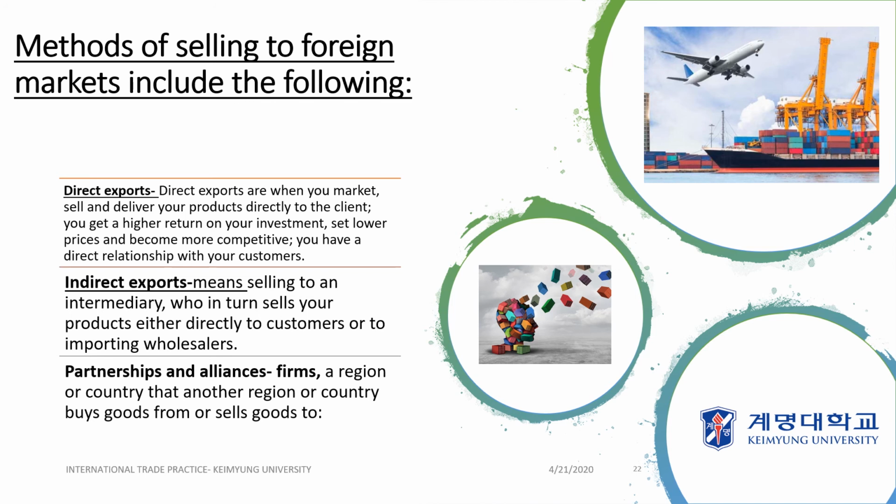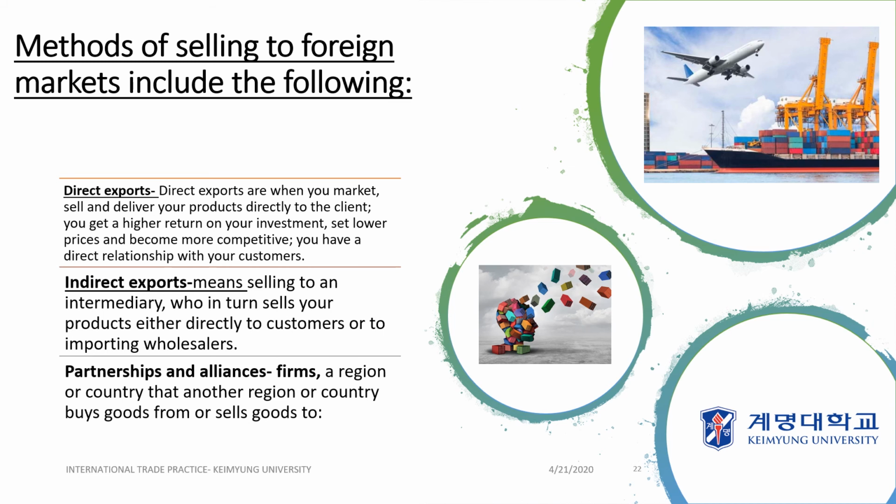What you are just going to pay is the shipping costs, okay? And also some other documentations. In terms of indirect export, you can use an intermediary. You can use a distributor, agent, or broker who is going to sell your product. And lastly, we have the partnership and alliances.